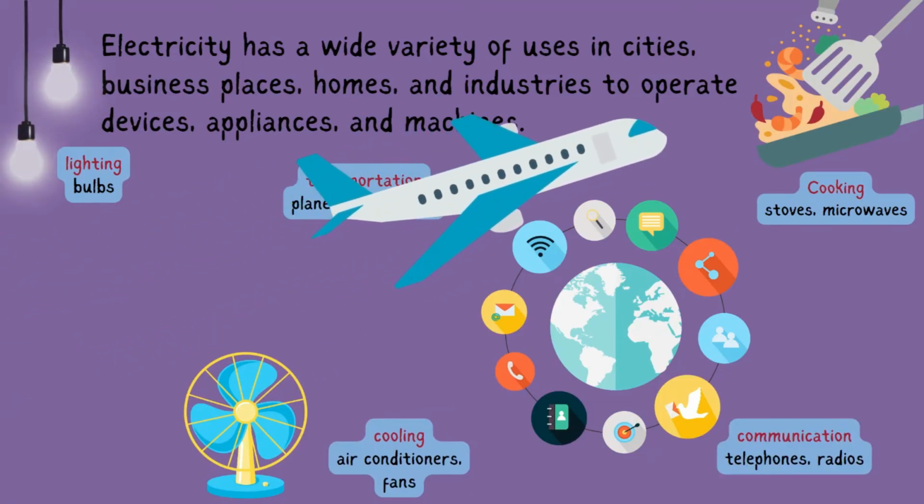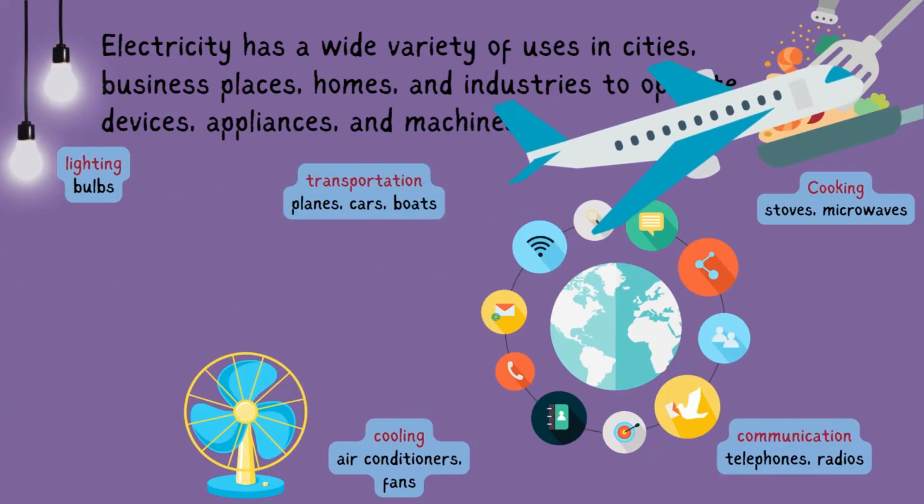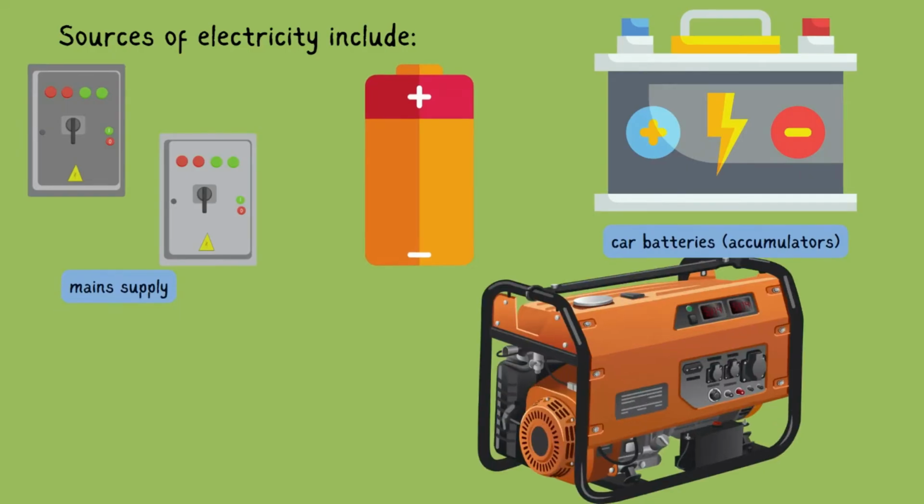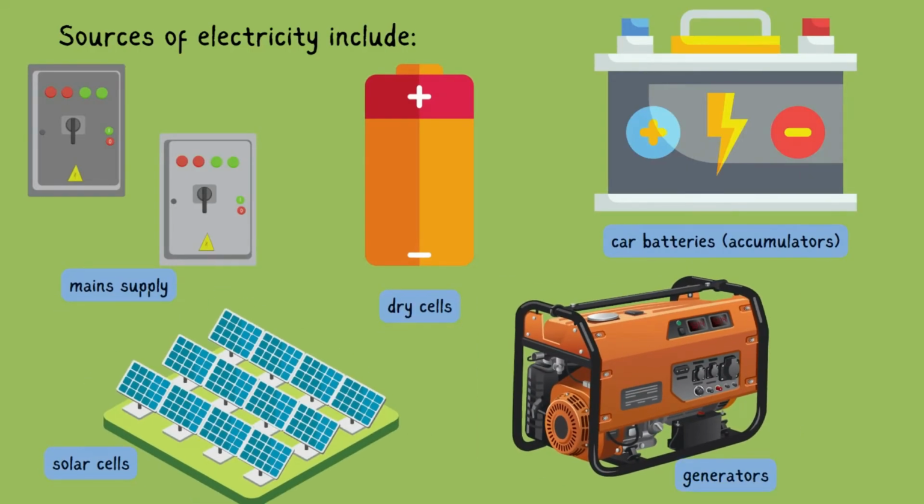Electricity has a wide variety of uses in cities, business places, homes, and industries to operate devices, appliances, and machines. For instance, electricity is used in lighting, transportation, cooking, cooling, and communication. Sources of electricity include main supply, dry cells, car batteries, generators, and solar cells.